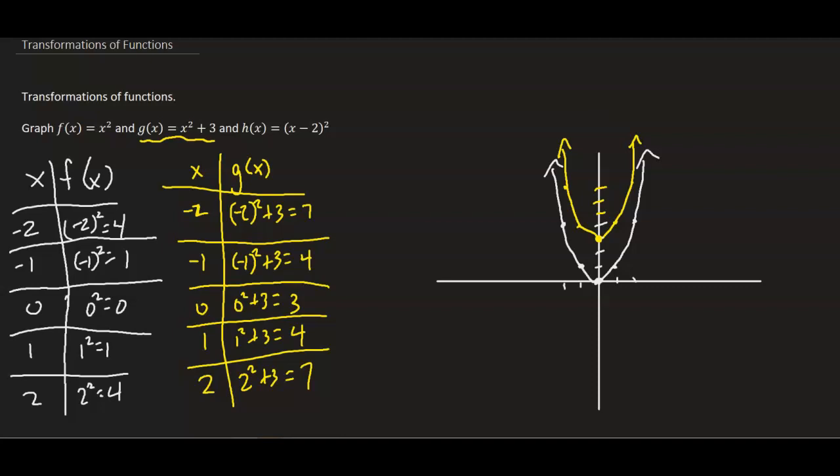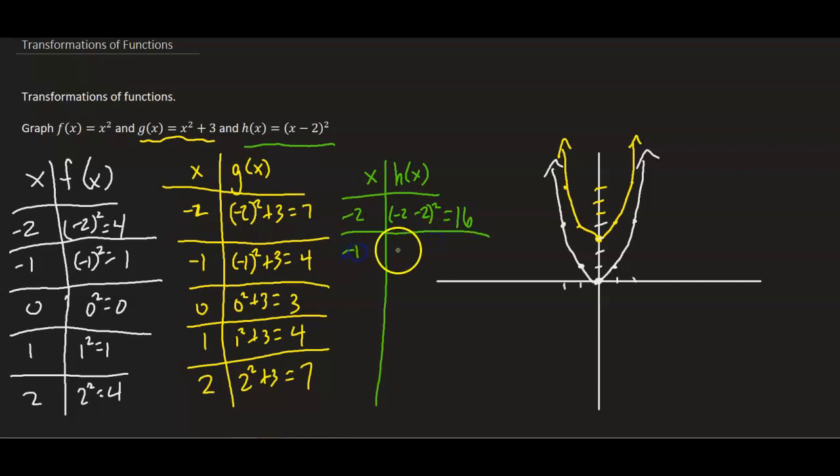All right, let's do this last one, h of x. Let's do this one in green. Okay, so x and h of x. So if I put in a -2, -2 minus 2 squared. So -2 minus 2, that is going to be a -4. And if I square that, I'm going to get a 16. So that's fairly well out of my picture. I'm not going to worry about putting that point on there.